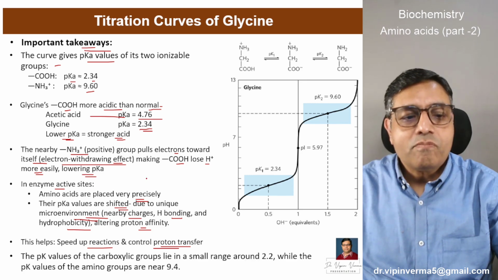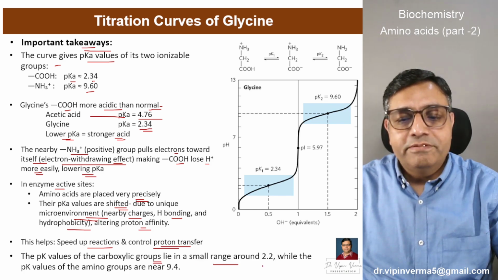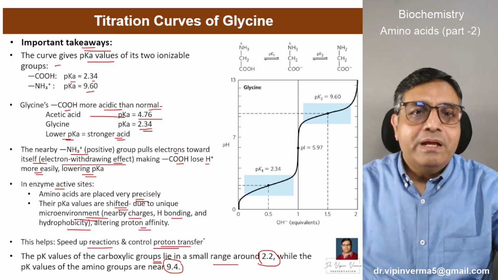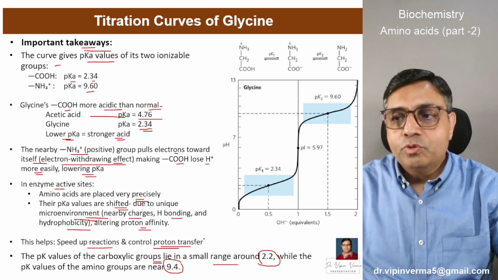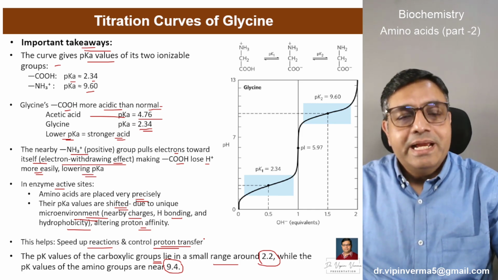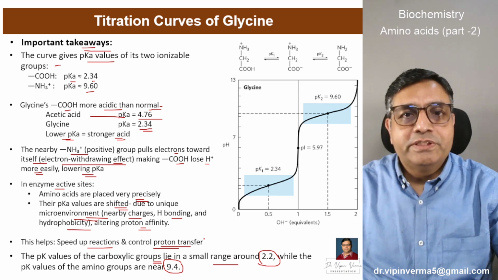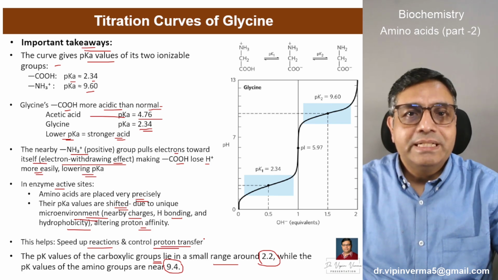Okay, the pK values of the carboxylic groups of the amino acids lie in a small range, which is around 2.2, while the pK values of the amino groups are near 9.4. So now I am sharing you the pK values of all the amino acids. I will just go through the slides, and at any point of time you can just pause the screen and check the values there, and you will find the pK values which will give you an idea about how acidic or basic it can be.